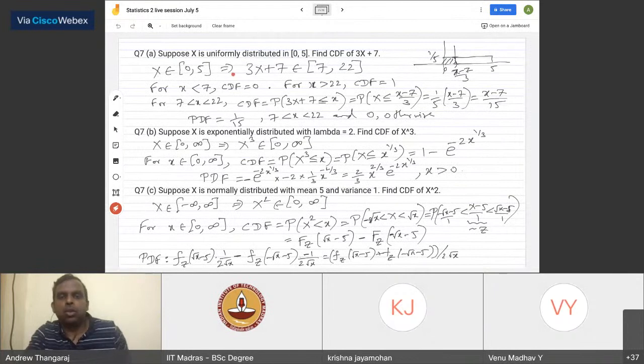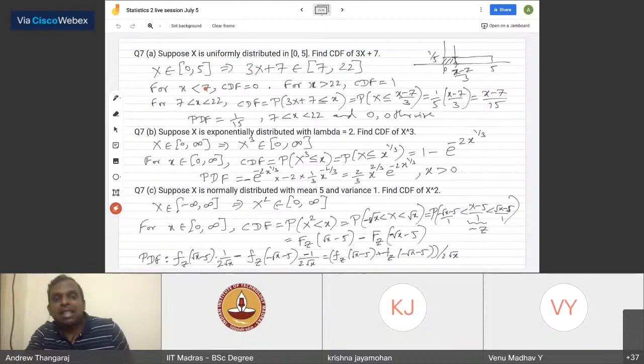Okay, so here you go. Just look at the solution very carefully. The first step, like I said, is to find the range. If x is in 0 to 5, 3x plus 7 will take values from 7 to 22. That's the first step to do. Find the range first. Remember, 3x plus 7 is another random variable. This random variable will take values from 7 to 22. How did I get that? I put x equals 0, I get 7, x equals 5, I get 22. So that's 7 comma 22.